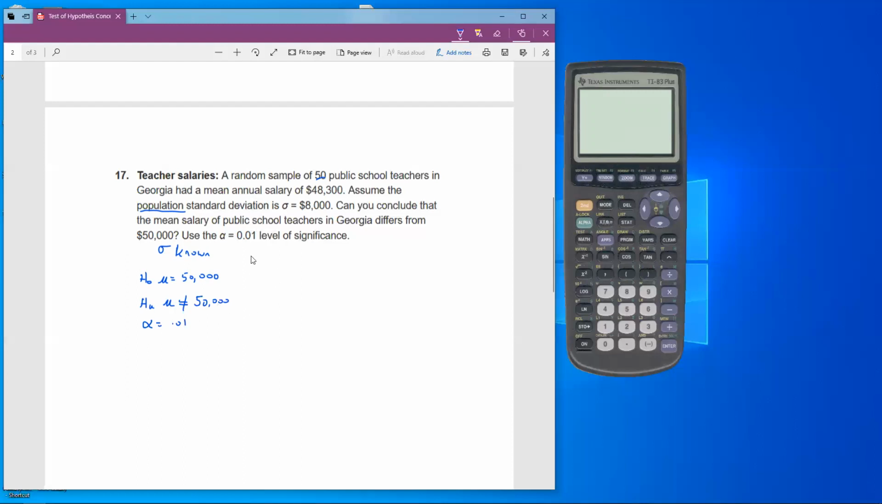Okay. Now, off to the side here, we're just going to write out, what else do we know? We still know that we had a random sample. We had n is equal to 50, right? And we had x bar is equal to 48,300.